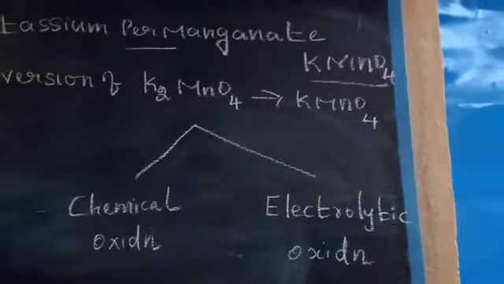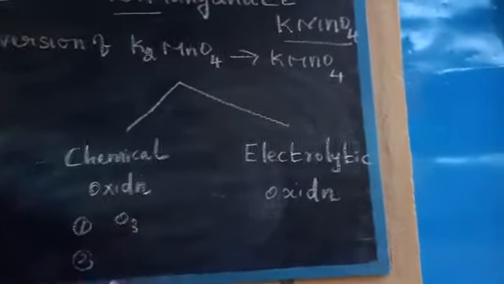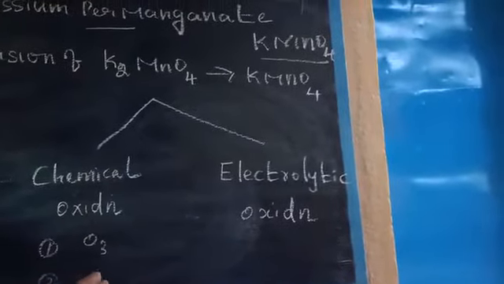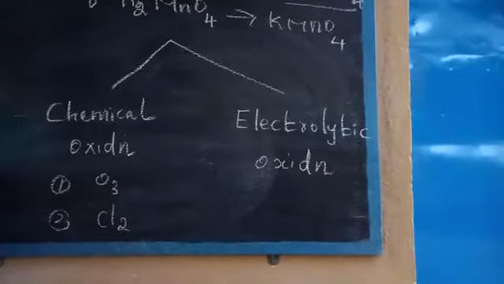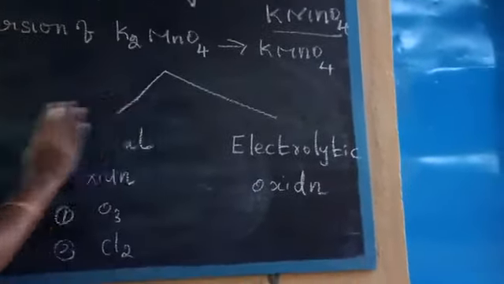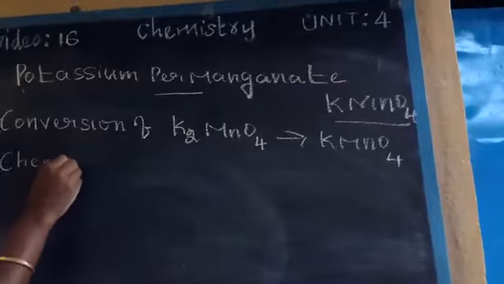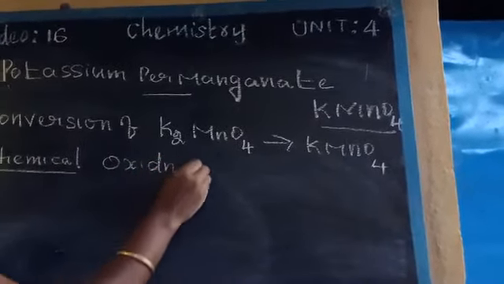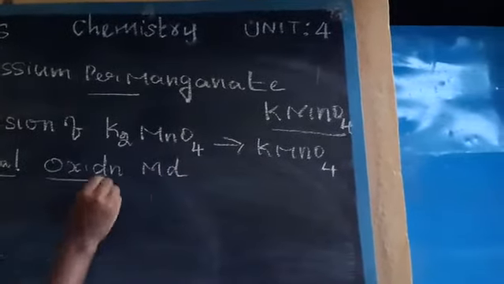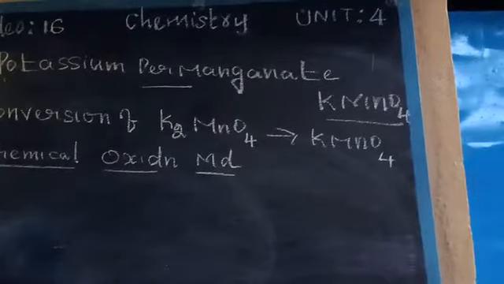So in chemical oxidation, with the ozone, it is converted into KMnO4. Here two steps. Okay, so next one, it reacts with the chlorine. Okay, children. So now we are going to see the chemical oxidation method. So now K2MnO4, we want to write in ionic form.